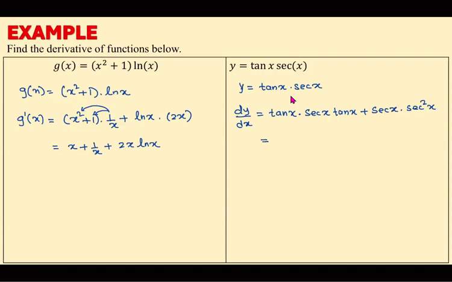So what we get here is secant x tangent squared x, secant x times tangent squared x plus secant cubed x. If we want, we can factor that secant x out, and we get tangent squared x plus secant squared x. So that is the derivative of that given function. Okay, let's move on to the next pair.